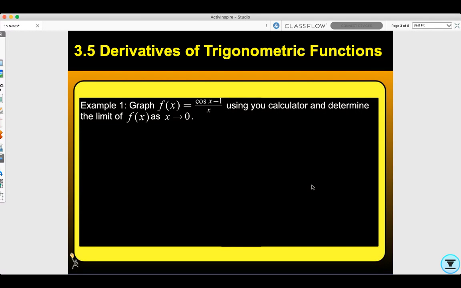Graph f of x equals cosine x minus 1 all over x using your calculator, and determine the limit of f of x as x approaches 0. So go ahead, take a moment, and plug that into your calculator. Let's see if you can find out what the limit as x approaches 0 is.